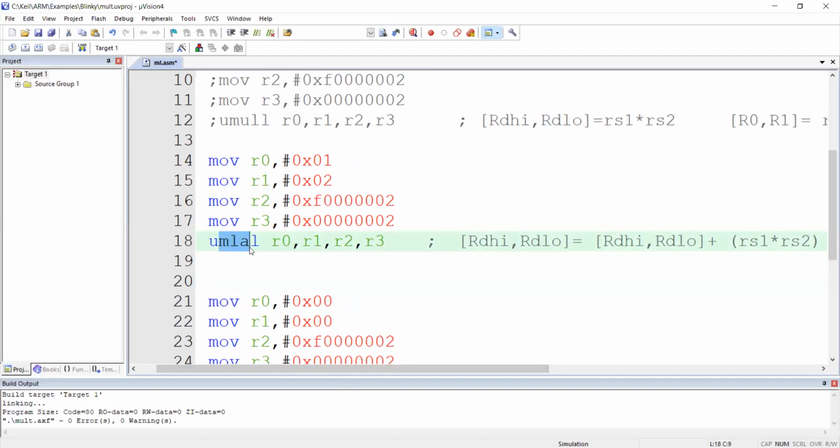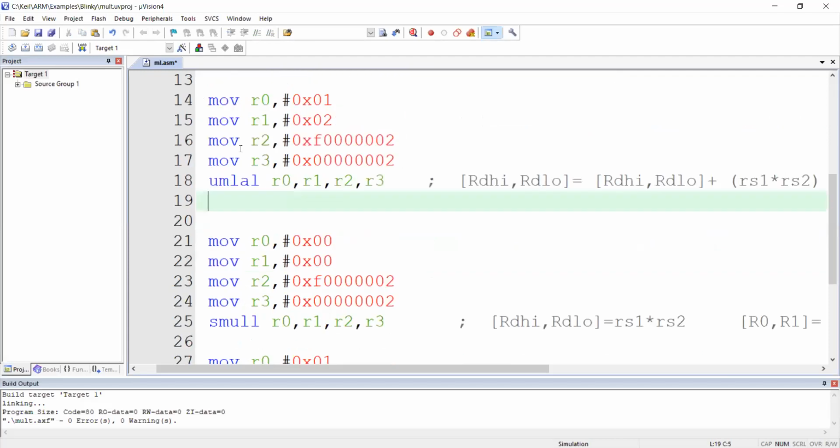Multiply and accumulate. This is a name. U indicates unsigned, L indicates long. So what is the full name? Unsigned multiply accumulate long. Okay, now R2 and R3 are the original two numbers. So it's a different order of execution. Please listen. It is not the same as MLA. R2 and R3 are the two numbers on which I want to perform the multiplication.